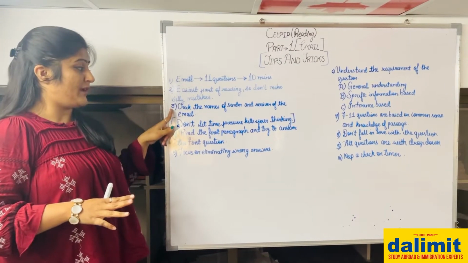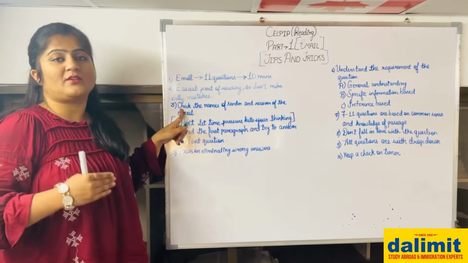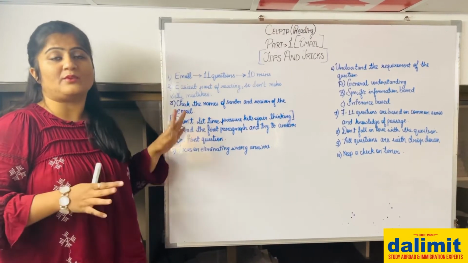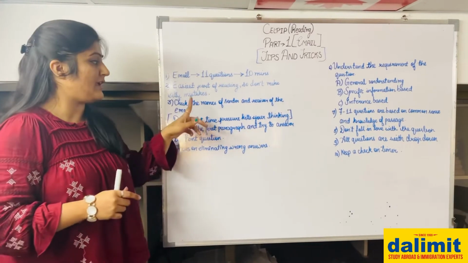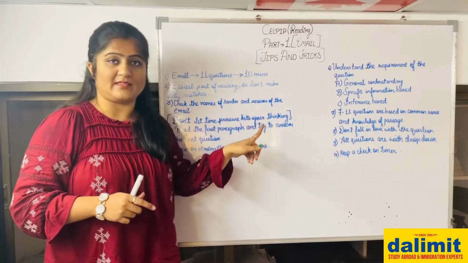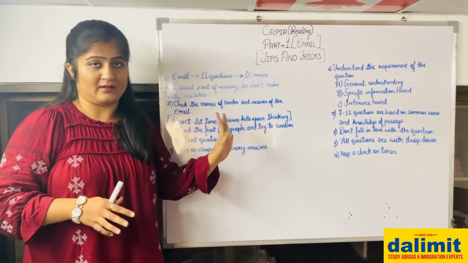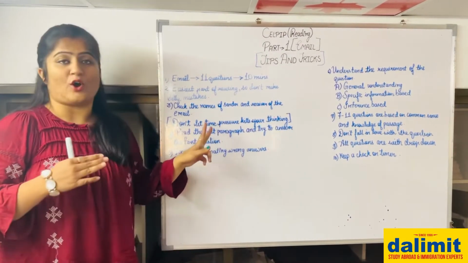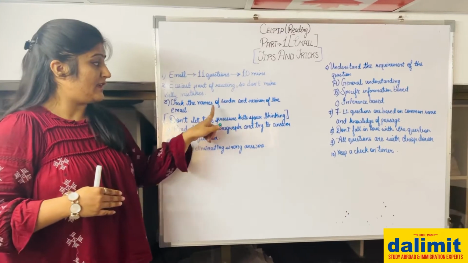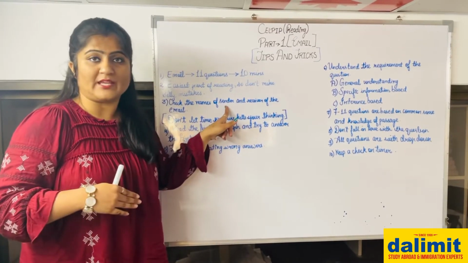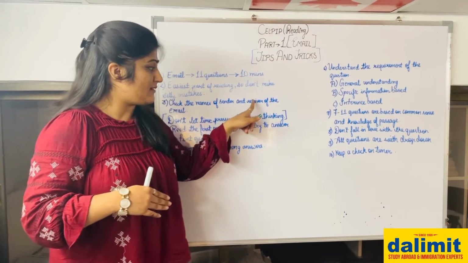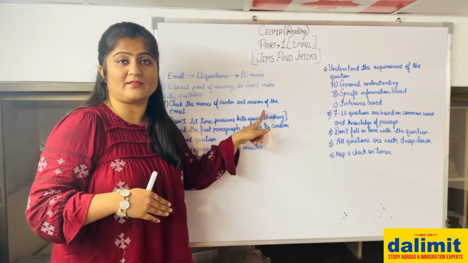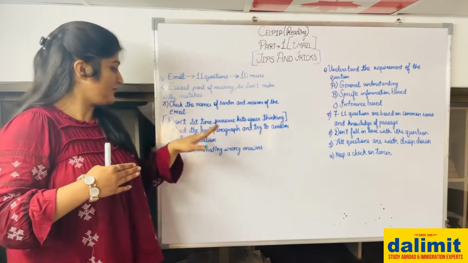Coming to the third point, when we are solving email based questions, the most important thing we should do is check the names of the sender and receiver of the email. The names of sender and receiver are given at the top and bottom of the email. The name of the sender is given at the bottom of the email, and the name of the receiver is given at the top of the email.